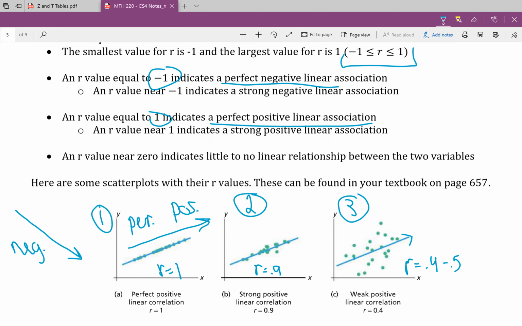So up and to the right is what we know for positive. When every single dot lies on that line, it's a perfect positive. We can be sure that R is 1. Here we have a strong positive. We see a lot of the dots are touching the line and the rest of them are clustered very closely to that line. So that's going to be strong positive. And this third one, the dots are a lot more spread out. We still have a slight up and to the right, making it a positive linear correlation, but not very strong. We called it a weak positive.